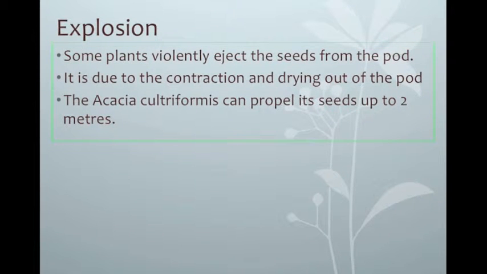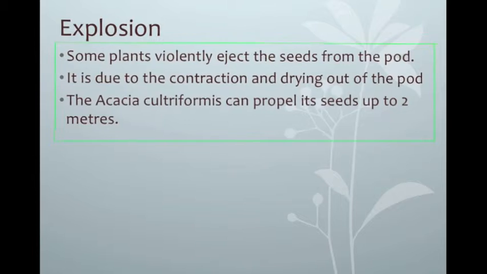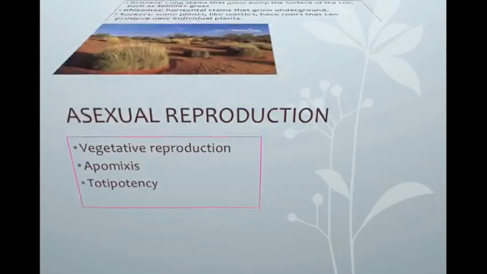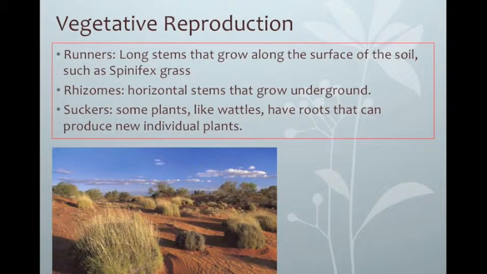Seeds from the Acacia cultriformis plant can be propelled 2 meters. Asexual reproduction. Asexual reproduction does not require the use of sex cells or gametes to make a new plant. Vegetative reproduction. Runners are long stems that grow on the surface of the soil.